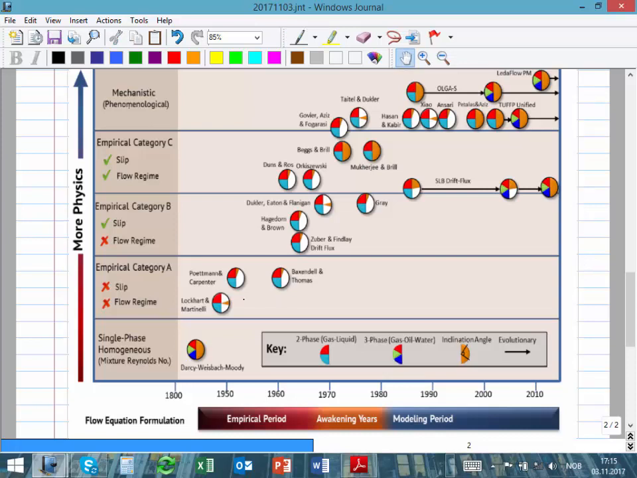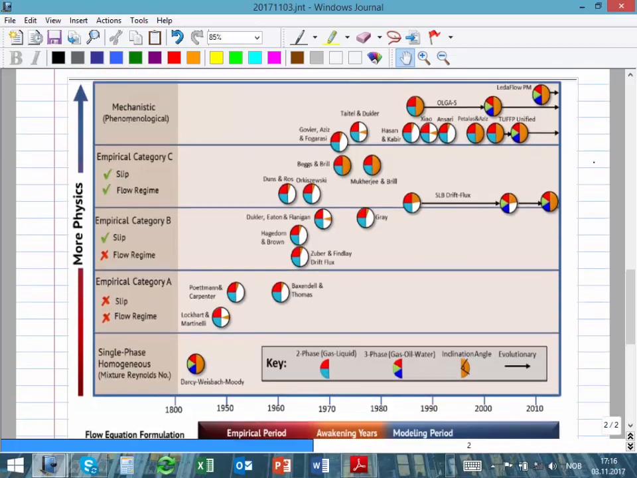You see what happened with time. Initially, no slip, no flow regime. You had some very simple models, and here you have something saying for how many phases it applies: oil and gas, oil, gas, or water, and inclination angle. If it goes from vertical, that means vertical, and when it's on the side, it means horizontal, and when it's down, it means downward flow. Baxendell and Thomas is still a correlation found in commercial software. Hagedorn and Brown is also found, and Findlay, Gray, all of these are basically the correlations that we use for calculating pressure drop.